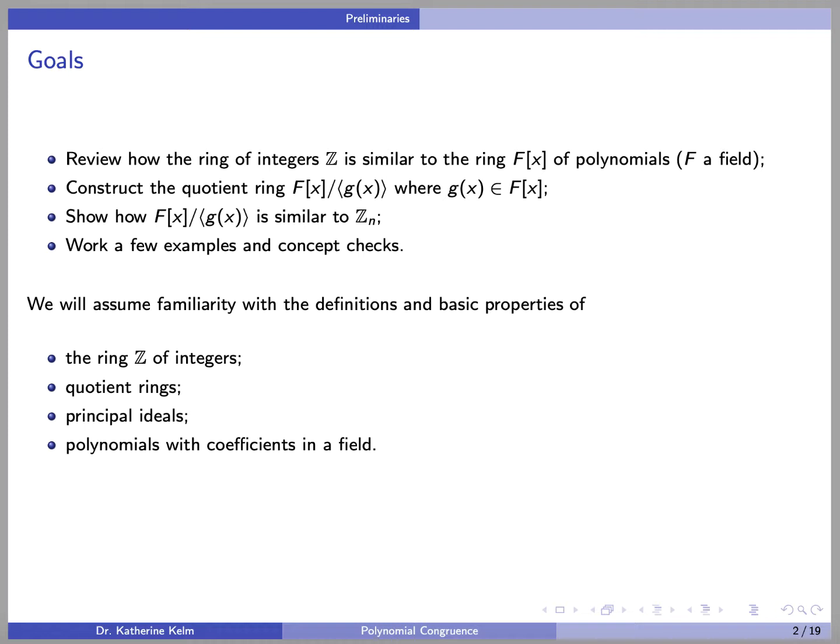We will assume familiarity with the definitions and basic properties of the integers, of quotient rings, of principal ideals, and of polynomials with coefficients in a field.